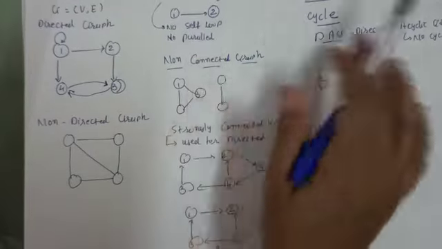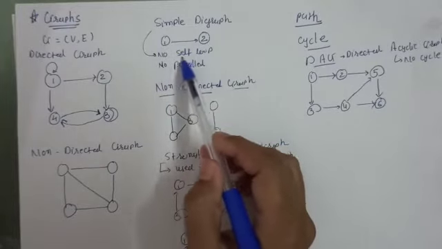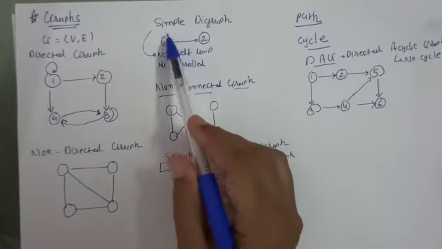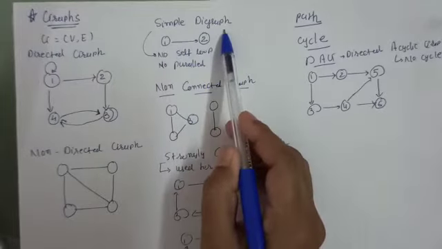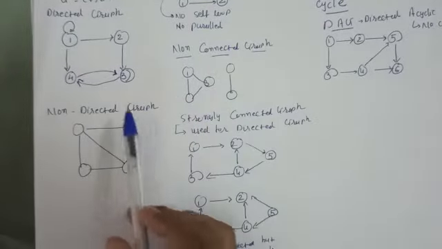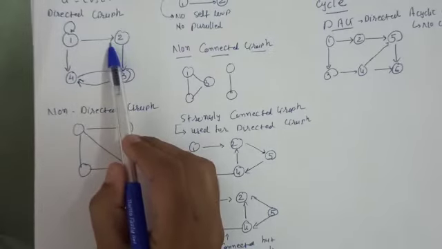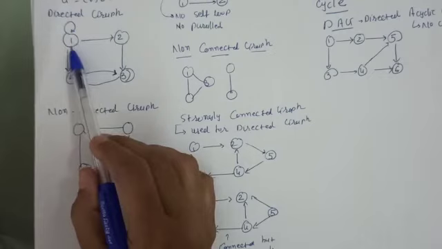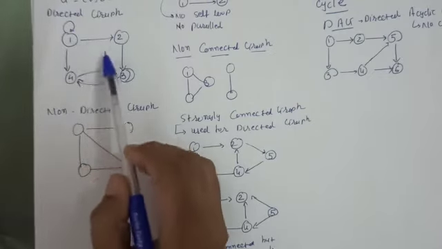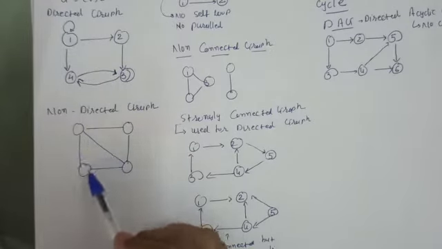Now this is an example of a simple digraph. If a graph does not have any self loop and does not have any parallel edges, then it is called a simple digraph. Now this is an example of a non-directed graph. As you can see in this one, the edge has a direction: this edge is from 1 to 2 only, not from 2 to 1. So this is an example of a directed graph, while this is an example of a non-directed graph.